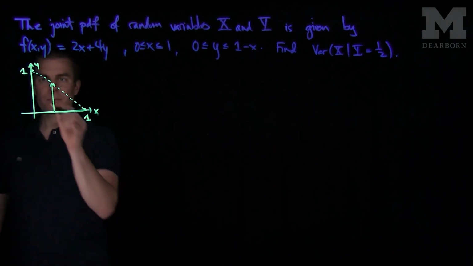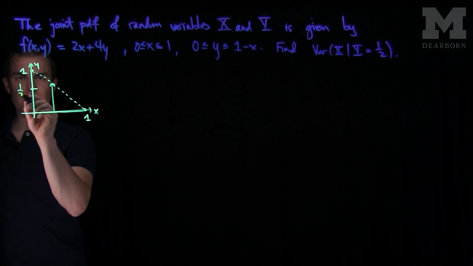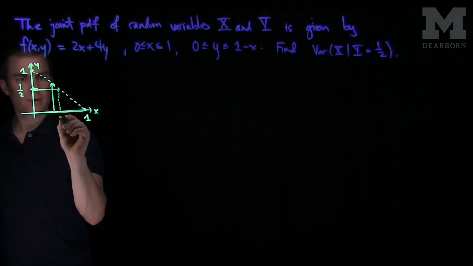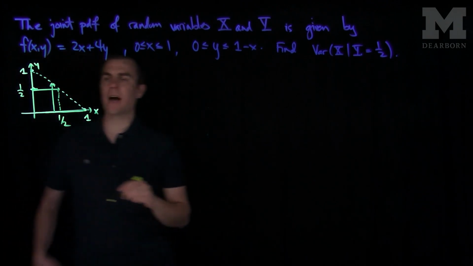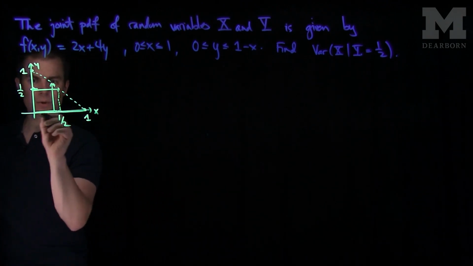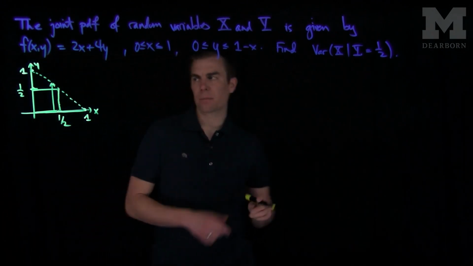In particular, if we look at the value when y is equal to 1/2, we can see from the graph that the value of x goes between 0 and 1/2. So when y is 1/2, x goes between 0 and 1/2. And we'll need that in our problem.